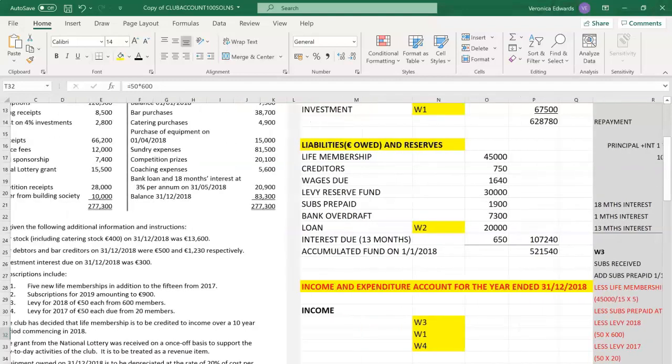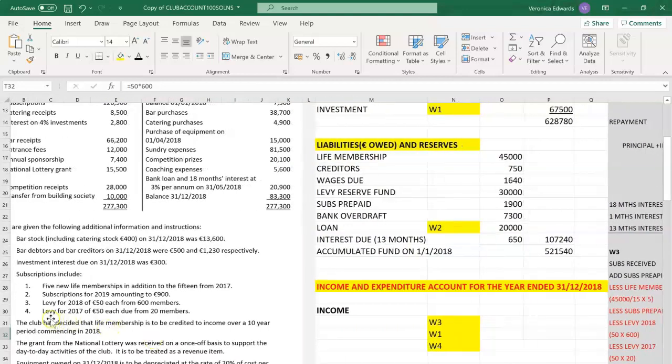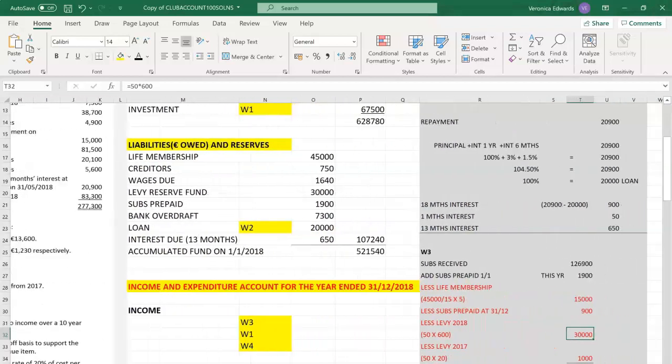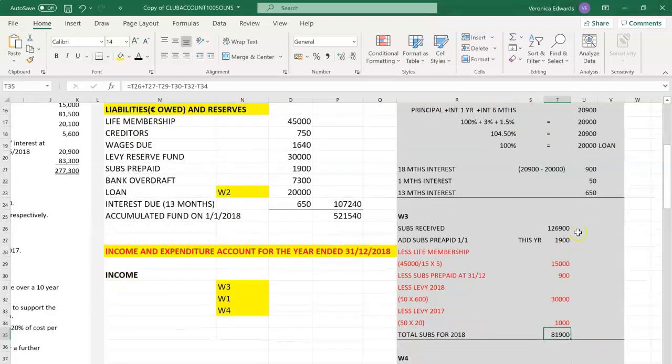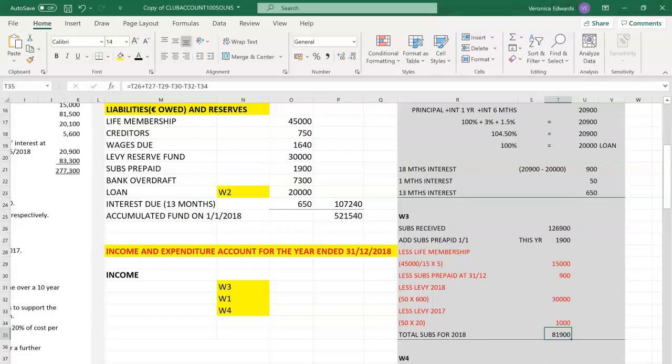Okay. The next thing we need to do is look at adjustment 4. That subscriptions figure that we received this year also includes a levy for last year of €50 on 20 members. €50 each. Again, we don't want to include last year's levy in here, okay? We just want this year's subs. That's all we want. So we take last year's levy out, 50 multiplied by 20. And if we make those adjustments, we add on the 1900 and take away everything else, we'll get this year's subscriptions figure. So that's pure subs, and it's purely for 2018, okay? And that's 81,900, and that's what we had aimed to achieve.